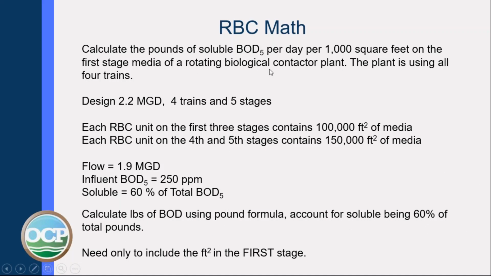Remember, when we're talking about RBC loading, all we're worried about is the first stage media. So this one has 4 trains. Each one has 100,000 square feet. What would that give you in square footage for the first stage of the media? 4 times 100,000, or 400,000 square feet.